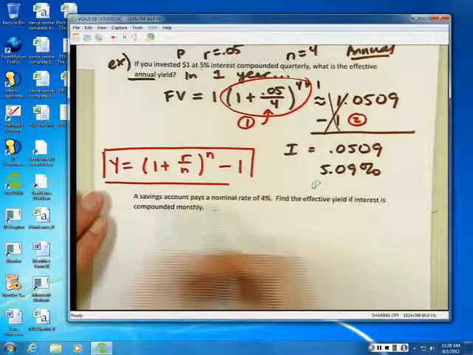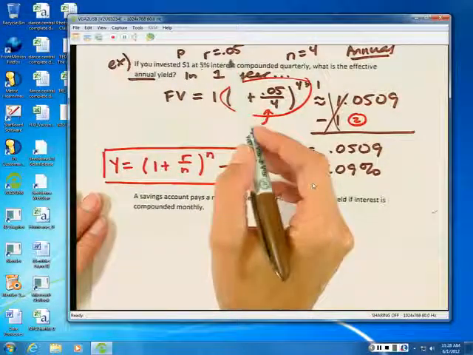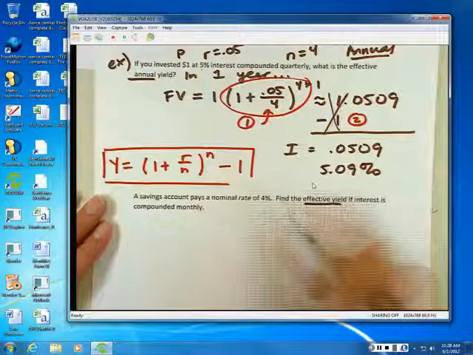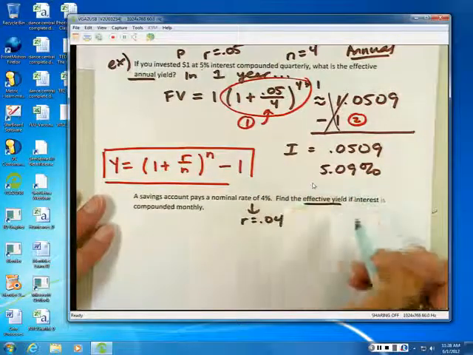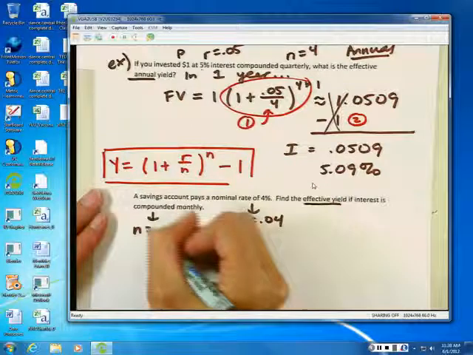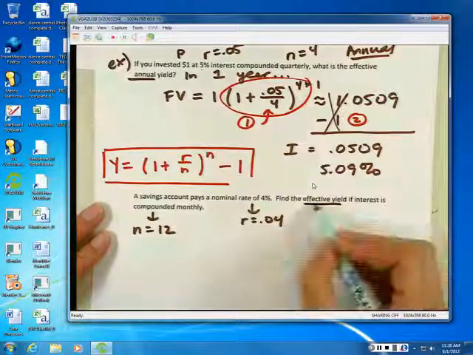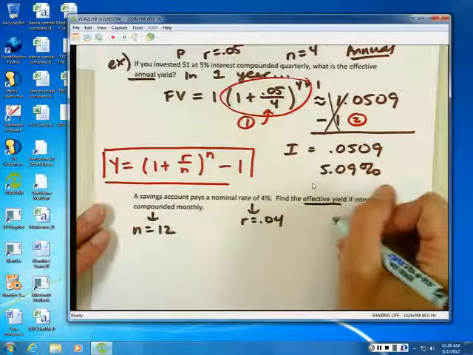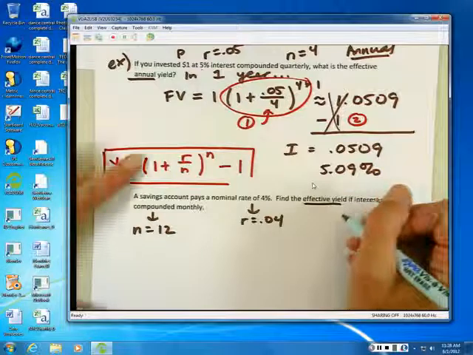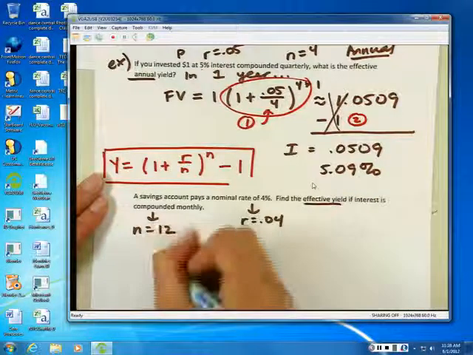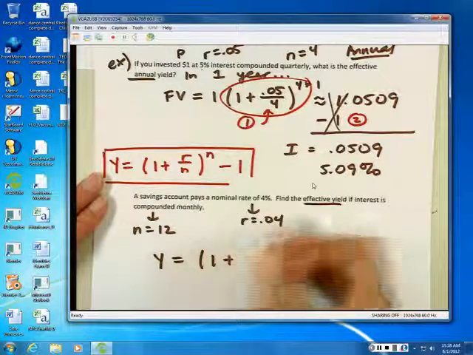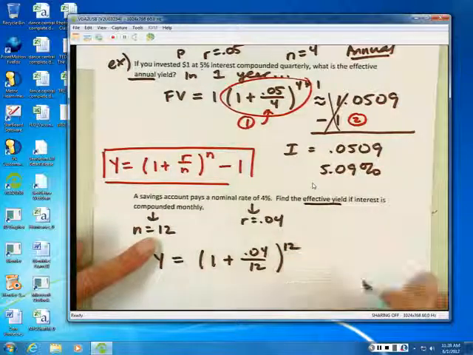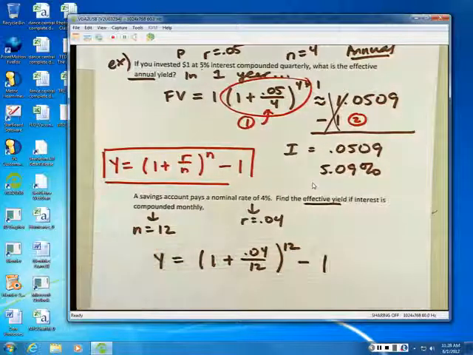The savings account pays a nominal rate of 4%. That 5% up here was the nominal rate. We're looking for the effective annual yield. So R is 0.04. It's compounded monthly, so N is equal to 12. I didn't write annual in there, but effective annual yield means that we're using T equals 1, and that's why T doesn't show up in this formula. So the effective annual yield is 1 plus 0.04 divided by 12, all to the number of compoundings, which is 12. And I'm going to subtract out that original dollar to figure out what the interest is.